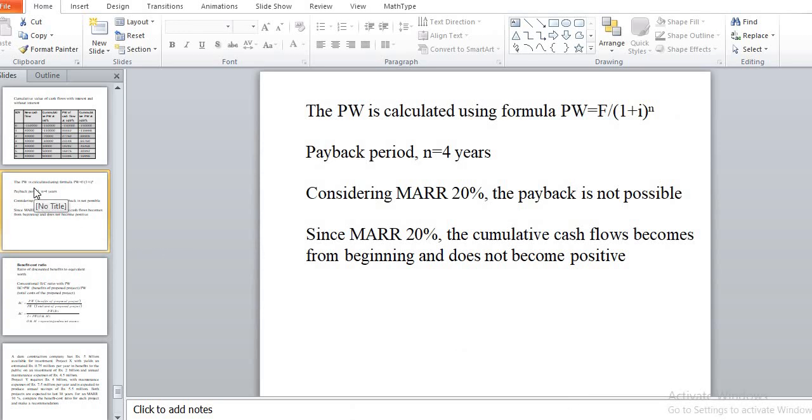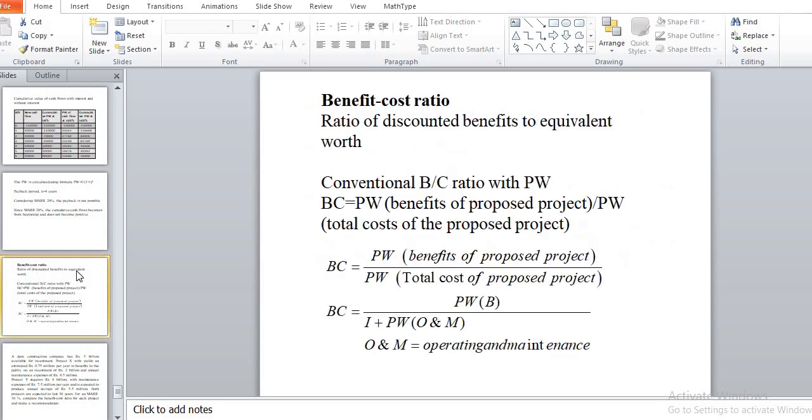So we discussed different methods: present worth, future worth, annual worth, internal rate of return method, external rate of return method, payback period method. Now we can discuss the cost benefit analysis. In this cost benefit analysis, we compare the different projects on the basis of the benefit to cost ratio. This benefit to cost ratio is used for the comparison of the projects.